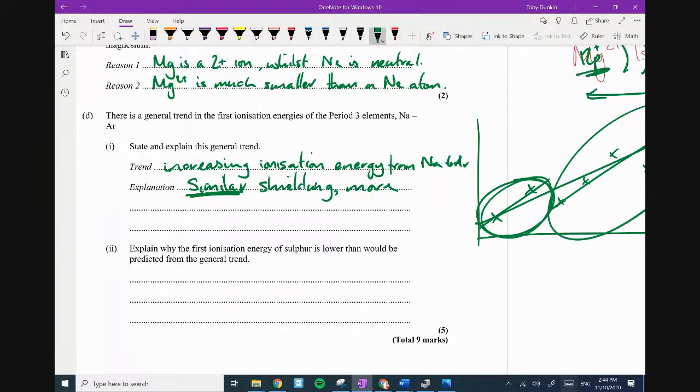More protons, similar shielding, atom size decreases, so more energy to remove. We're done. So the general trend is up.